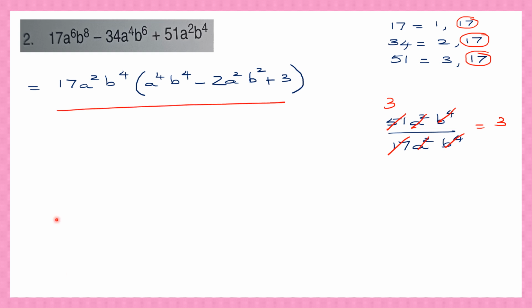So what do we have here? 17 a square b to the power of 4 into a to the power of 4 b to the power of 4 minus 2a square b square plus 3. When you multiply this out, you get back the original expression. We have factorized this into its factors. So these are the factors and this is our answer.